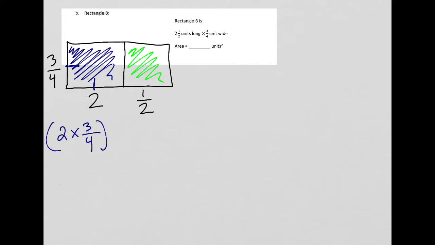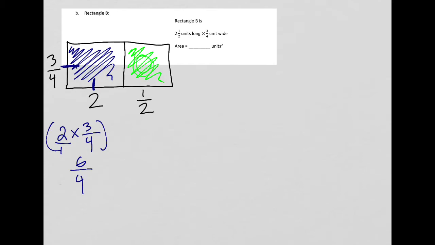2 times 3/4 is going to give me 6/4, because really that's a 2 over 1. And when you multiply fractions, you just multiply straight across. So the area of this first section here is 6/4, which I can simplify because it is a fraction greater than 1. And I can simplify it to 1 and 2/4, but we'll look at that in a minute.